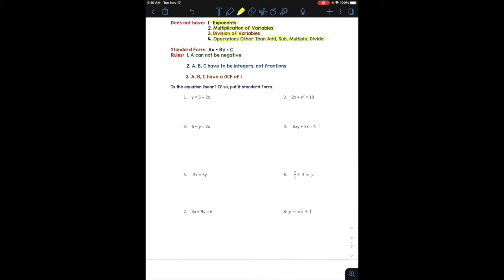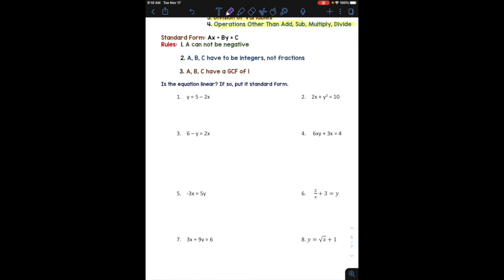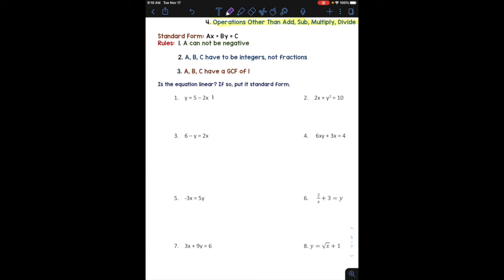So in number 1, what you're asking yourself is, does this equation have any exponents, multiplication of variables, division of variables, or any other operation other than add, subtract, multiply, and divide? In this case, this equation doesn't have any of those things that linear equations don't have, so we're going to write linear next to it. Let's check out number 2. As you could see, number 2 has an exponent in it, therefore this is not linear.